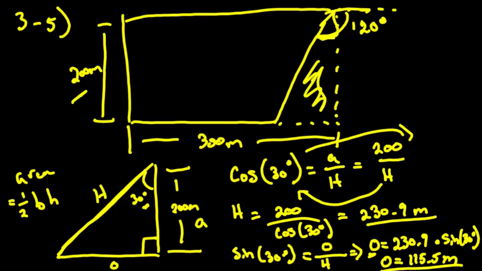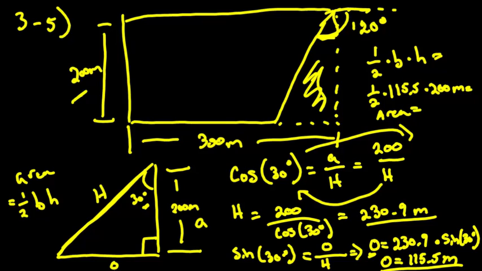So in order to find the area of this, what we're now going to do is 1/2 times our base times our height. So this is equal to 1/2 times the base, which is the opposite side, or the 115.5, times the height, which we know is 200 meters. This gives us our area, so our area is equal to 48,453 meters squared.